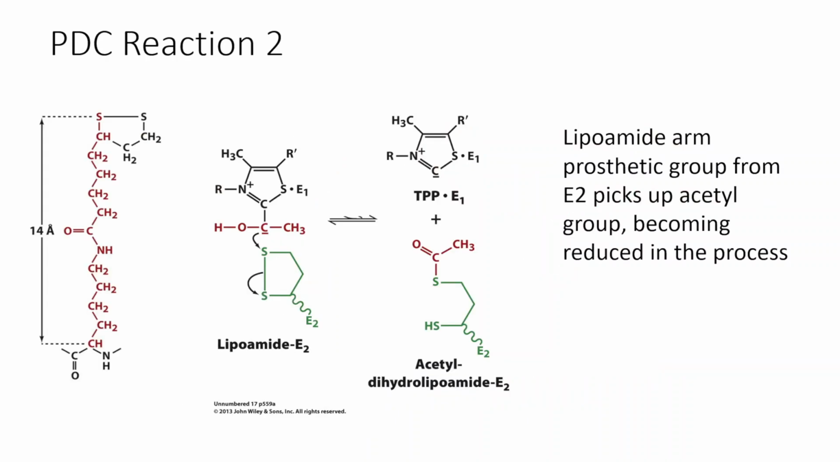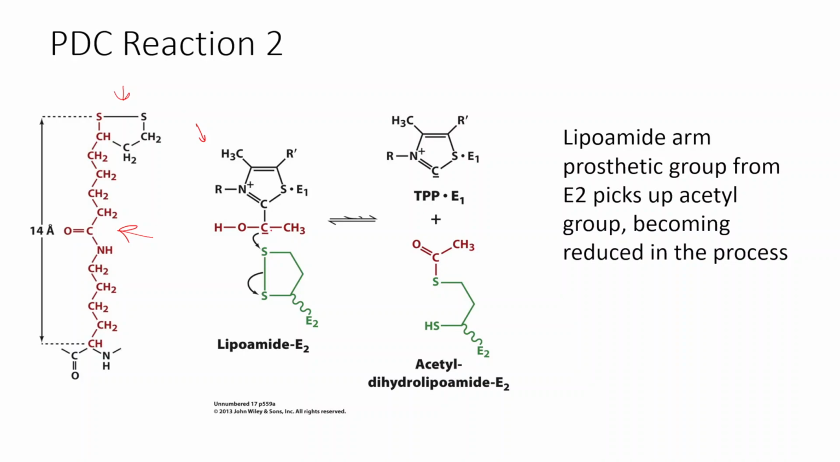The next step now involves the subunit E2. So E2 has a lipoamide arm, which is a prosthetic group that's part of E2. As you can see, it's a really long hydrocarbon chain. On the end of the hydrocarbon chain is a disulfide bond that's going to help participate in the reaction. This arm in general is very long, so even though it's on the E2 subunit, it actually reaches over towards the active site of the E1 subunit where our TPP complex is.